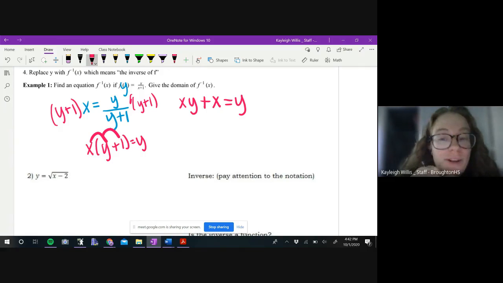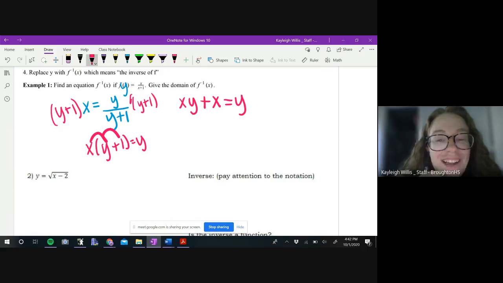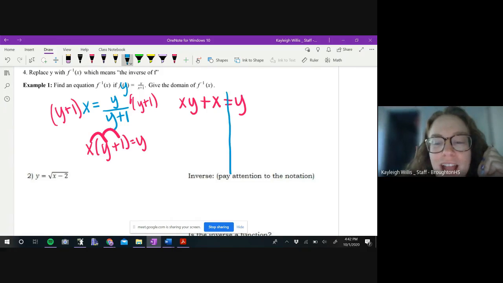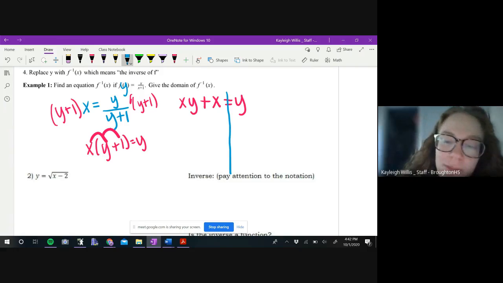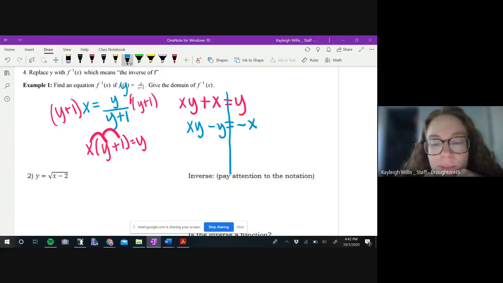Again, you're probably thinking, where do I go from here? I think you just give up. I wish it was that simple, but we don't do that. We don't give up in honors pre-calc. No, we figure it out. So I'm going to get my y's on both sides. I'm going to subtract the y over and see if this helps me with anything. And then I'm going to move that x over because it doesn't have a y. So I just flip-flop them.